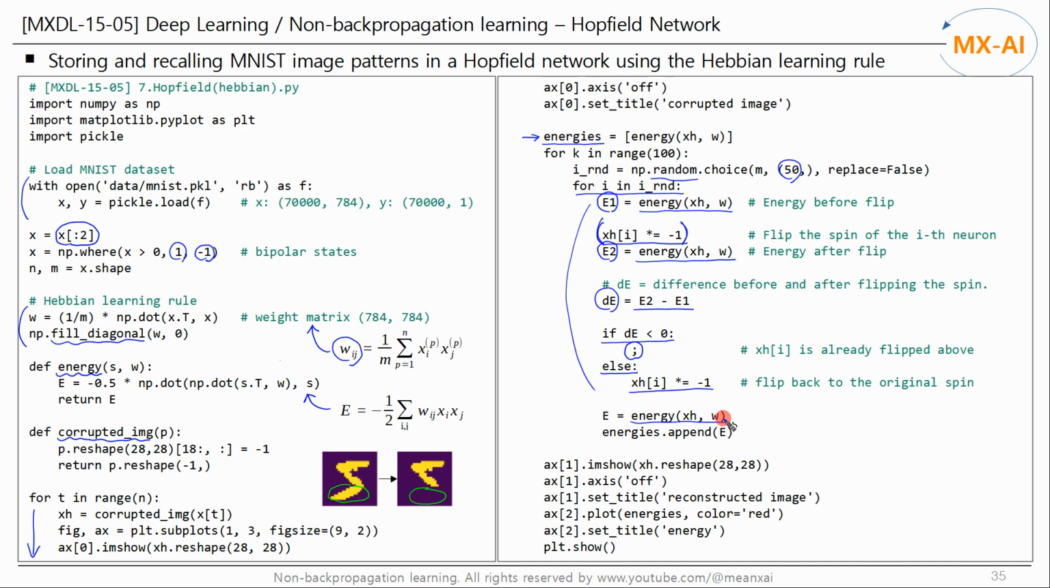Compute the energy of the changed image and add it to the list. Repeat this process 100 times. Visually check the reconstructed image.